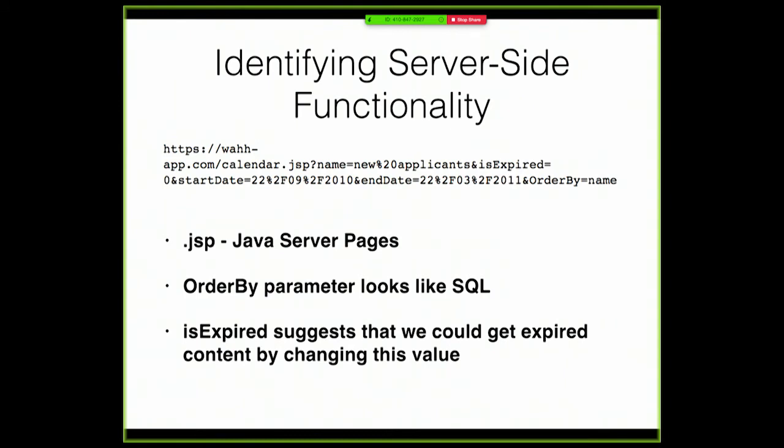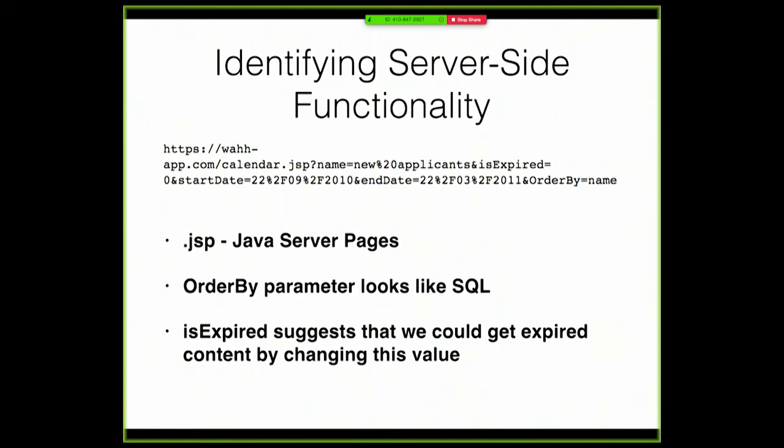This is Web Application Hacker's Handbook. It uses WA for everything. Anyway, there's WA app. But here's a server-side functionality. So this thing here is Java server pages. And then you have all these parameters and the order by parameter is here.